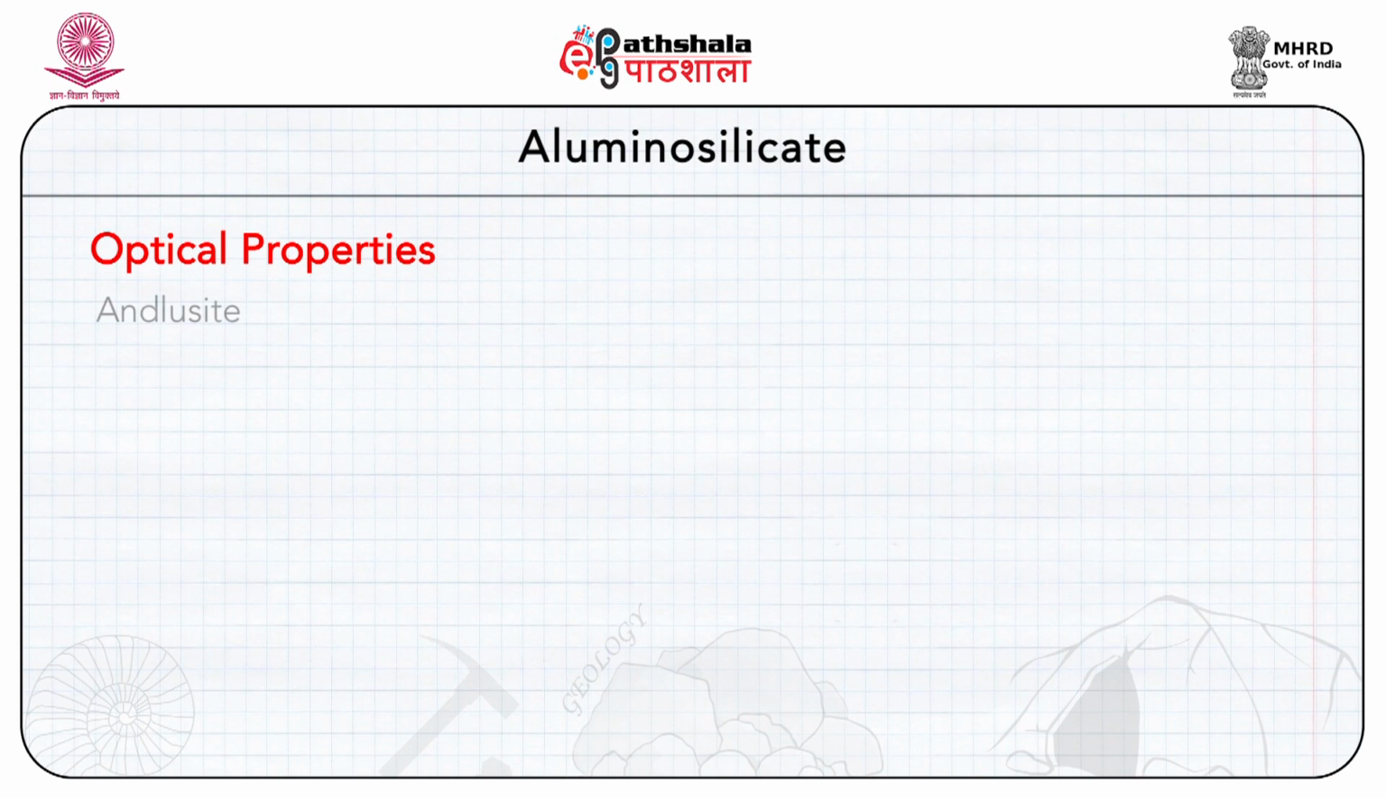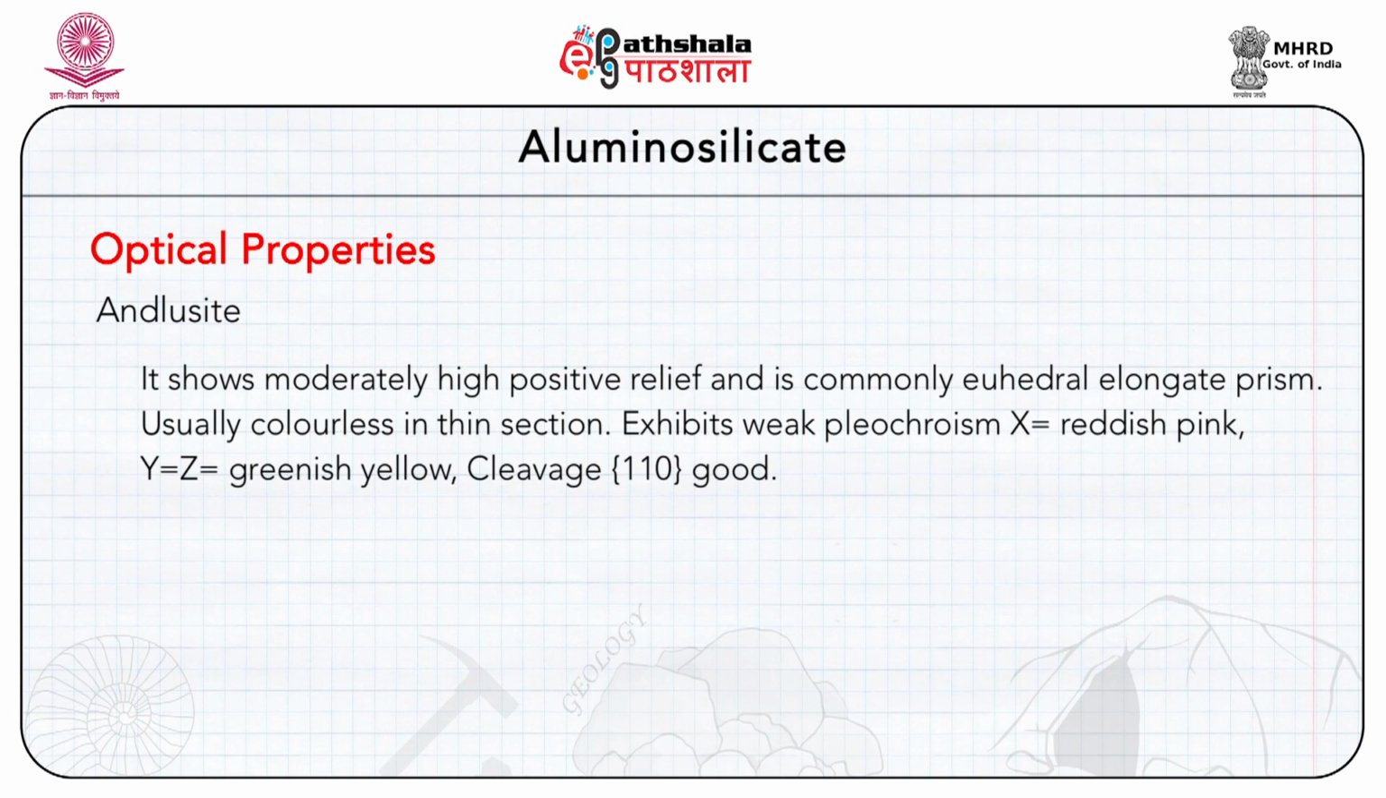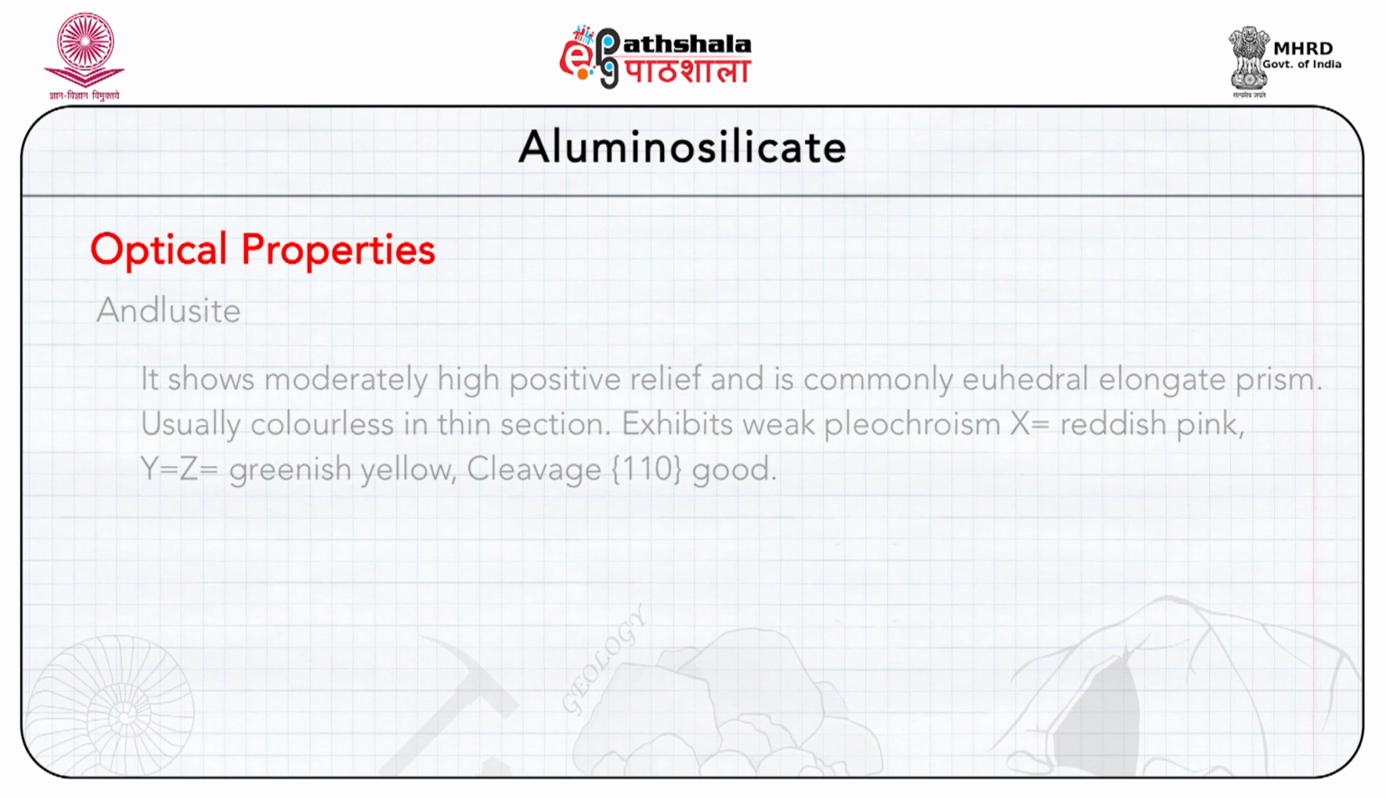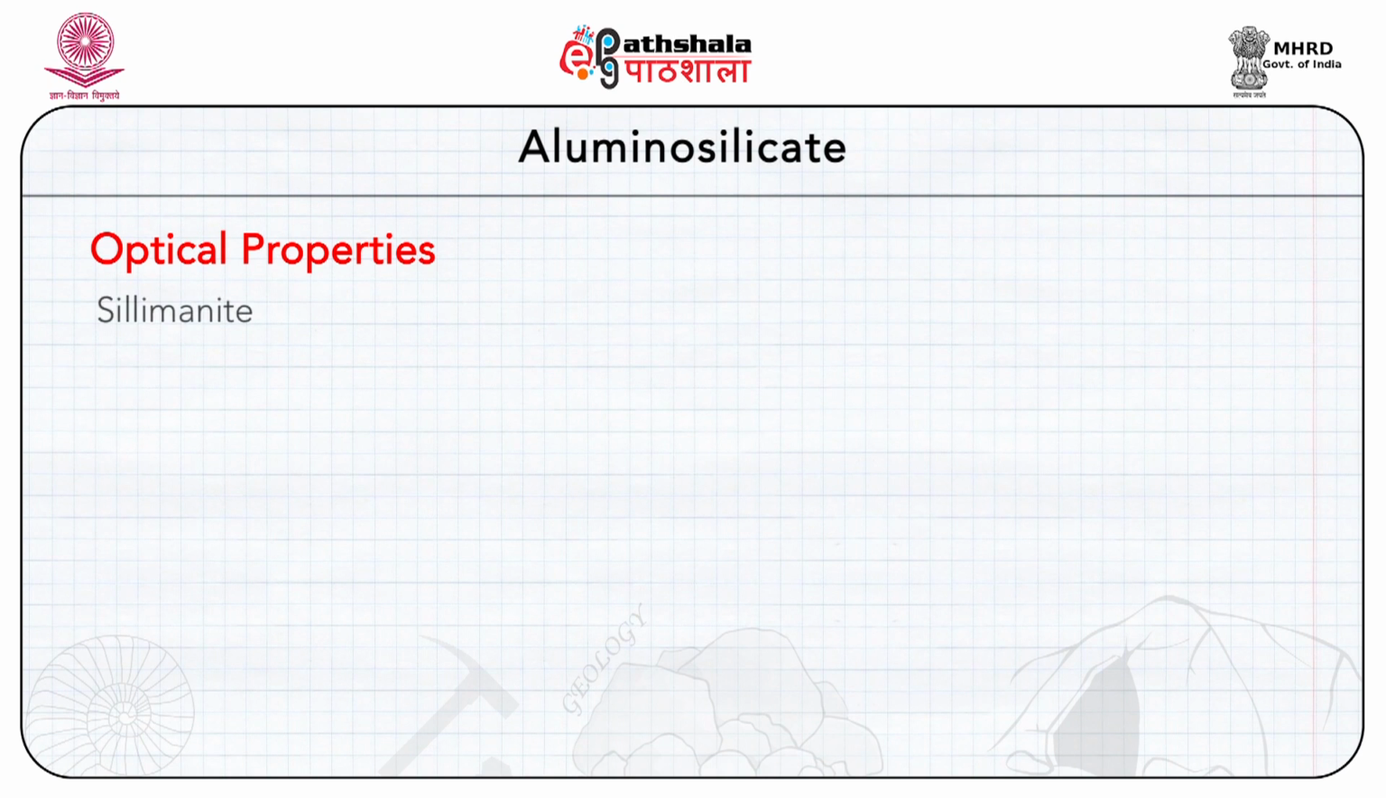Then we have Andalusite. It shows moderately high positive relief and is commonly a euhedral elongate prism, usually colorless in thin section. It exhibits weak pleochroism. X shows reddish pink color, Y and Z show greenish yellow color, and cleavage is good on the 110 face. Now, we have the optical properties of Sillimanite.